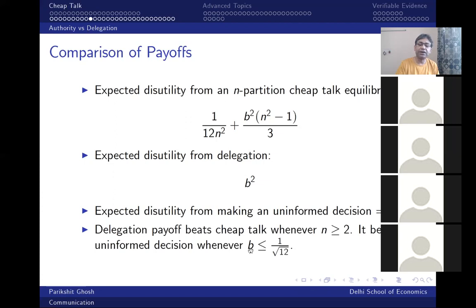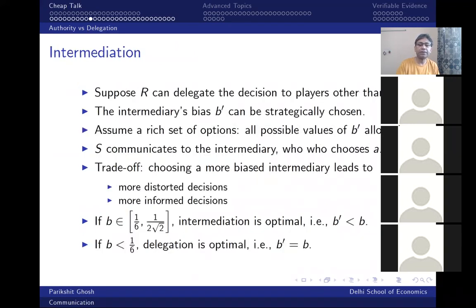And if he delegates, then his disutility will be b squared. So as long as b squared is less than 1/12, delegation will be optimal.